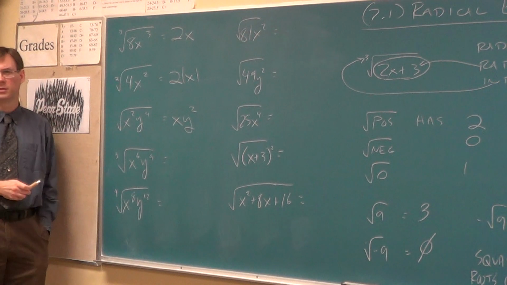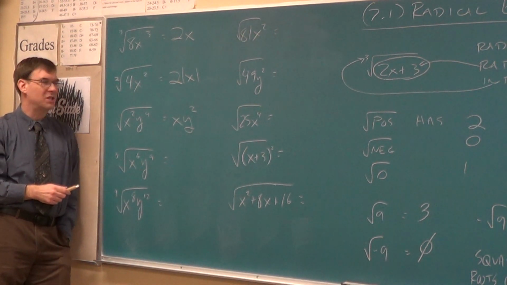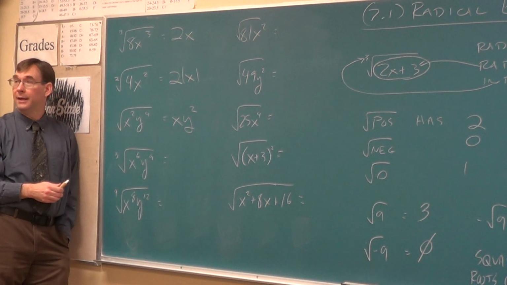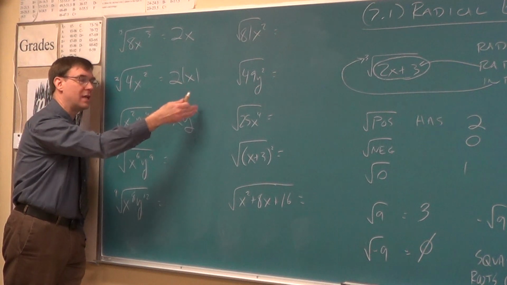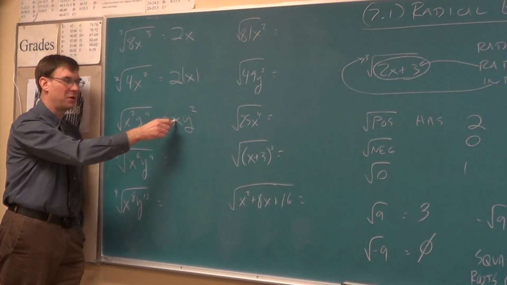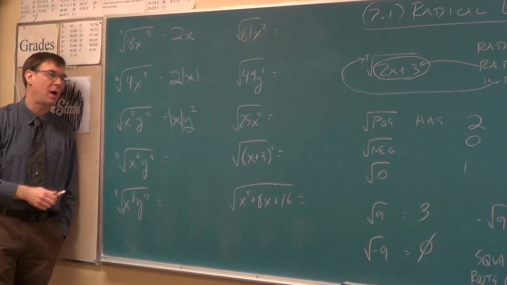Who needs bars? Not the whole thing. Why just the x? Why doesn't the y squared need bars? Because if squared, it is going to be positive. Anything that goes to an even power is going to be positive naturally. The only thing that's a little bit of a mystery is this x. So the x needs bars, the y squared really doesn't.